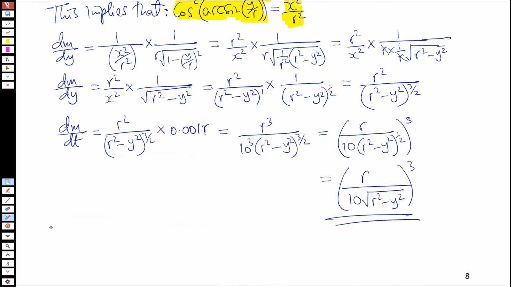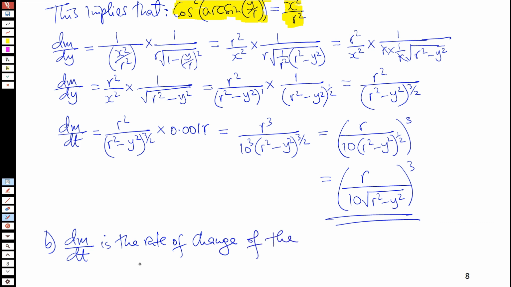Now for part B of this question, we are just required to interpret the rate of change of the gradients. So dm over dt, that's the easy part, is the rate of change of the gradient of line OP. And that's it.